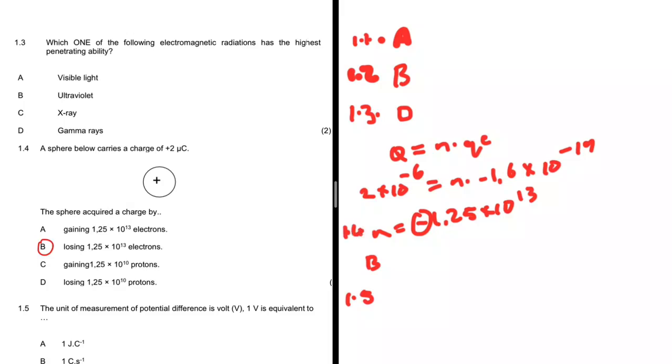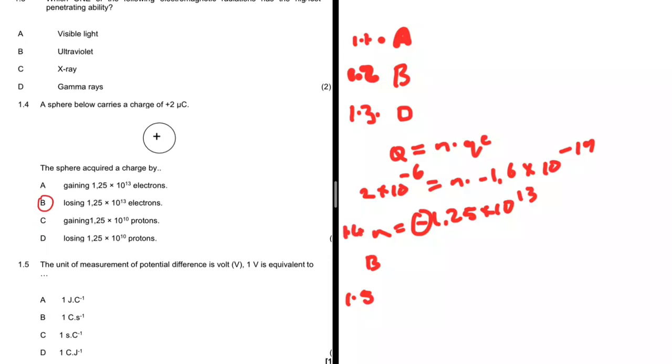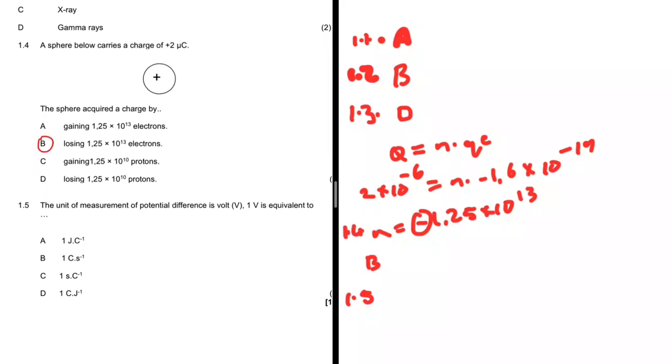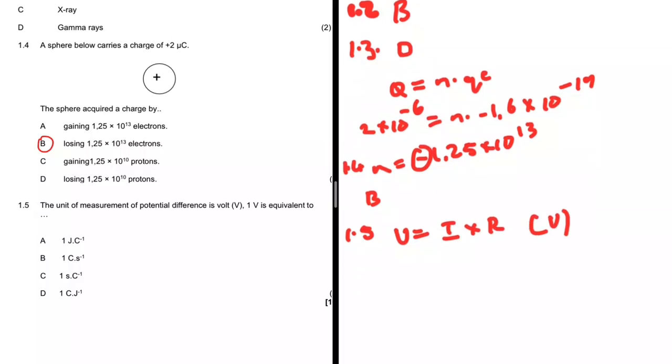Let's go ahead and take a look at 1.5. So 1.5, the unit of measurement of potential difference in volts is equivalent to. Okay, let's take a look. So we know that the voltage or the potential difference can be calculated using I multiplied by R, of which the SI unit is going to be volts, right? But there's another way that we can use to calculate the potential difference.